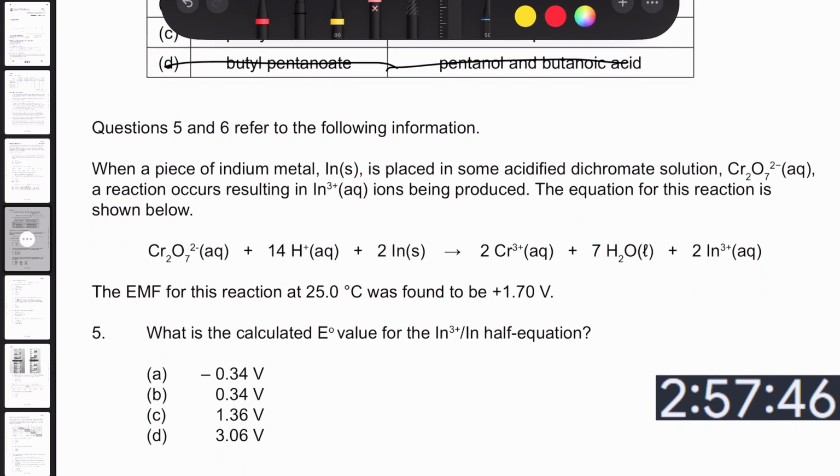Questions 5 and 6 refer to the following. When a piece of indium metal, In(s), is placed in some acidified dichromate solution, Cr2O7 2- aqueous, a reaction occurs resulting in indium ions being produced. The equation for this reaction is shown below. EMF for this was found to be 1.75. What is the E0 value for the E0 In?